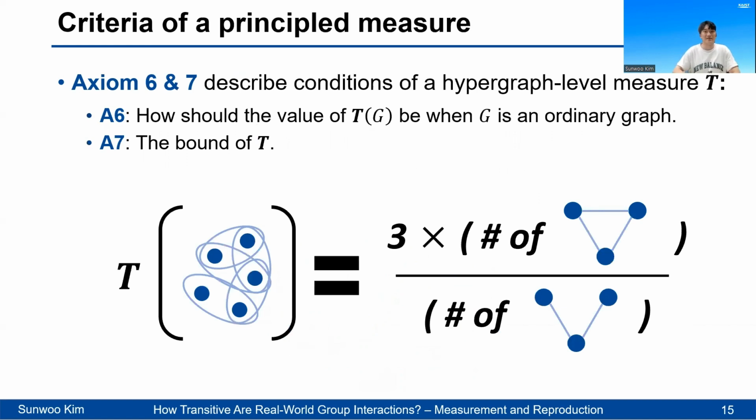At last, Axiom 6 and 7 describe the conditions of a hypergraph level transitivity measure. Specifically, Axiom 6 describes what the value of the transitivity measure should be when the graph is an ordinary graph. Moreover, Axiom 7 describes the bound of a hypergraph transitivity measure.